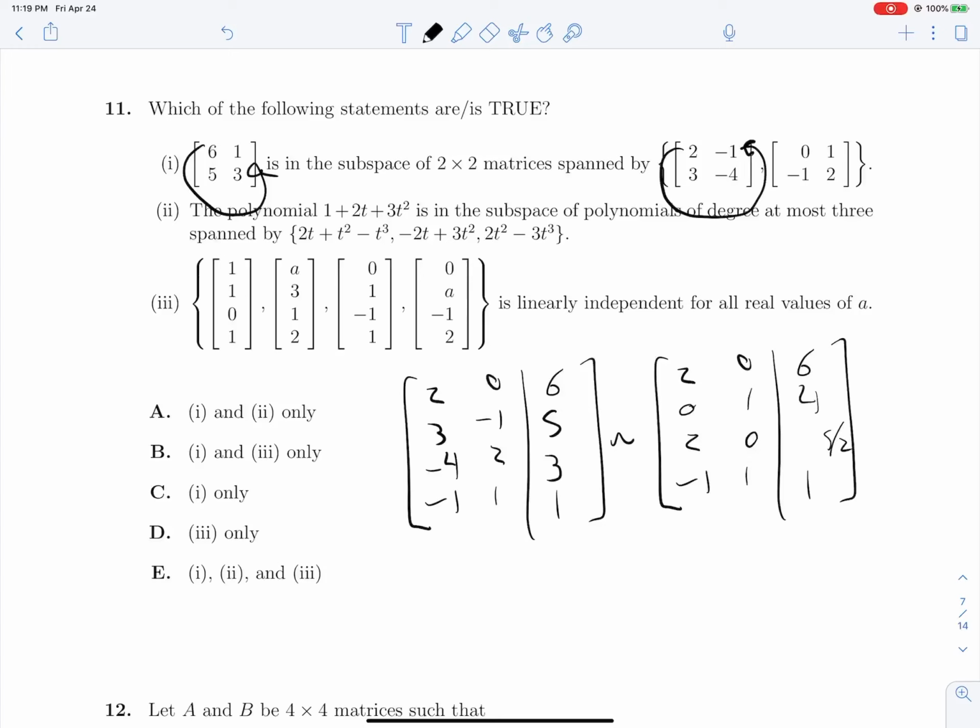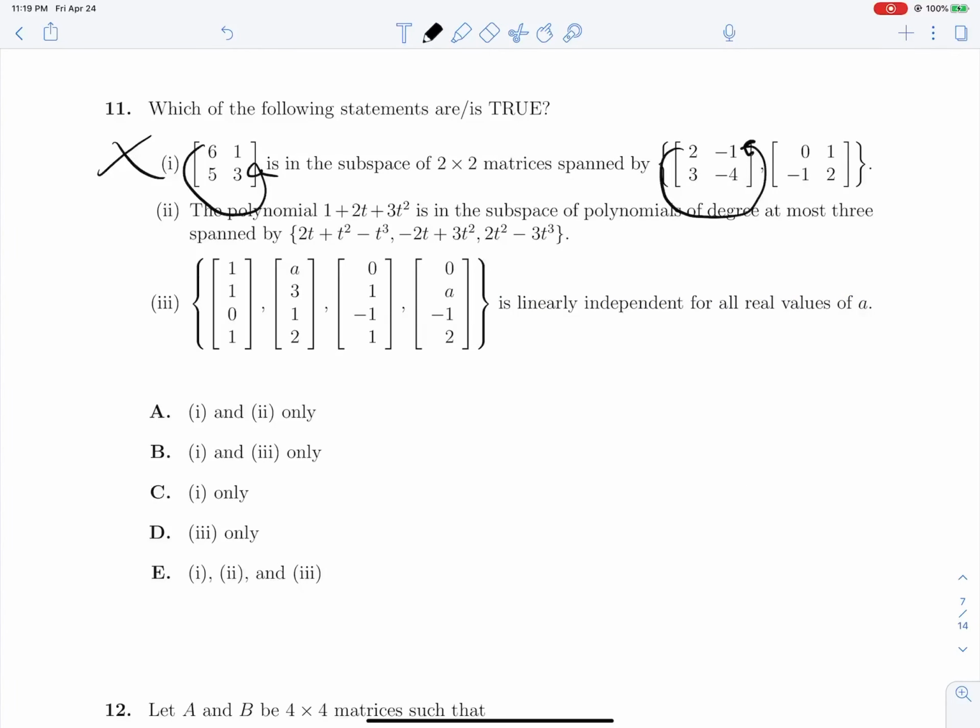So if this was a consistent linear system, 2x1 should always be equal to the same thing. But since we see that 2x1 is equal to 6 and 5 over 2, this is an inconsistent linear system, so 1 is incorrect.